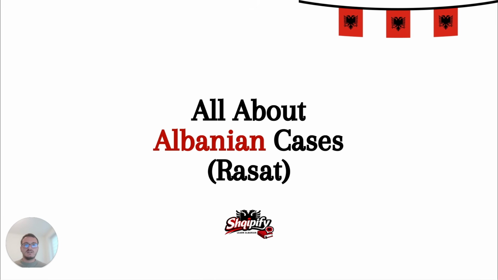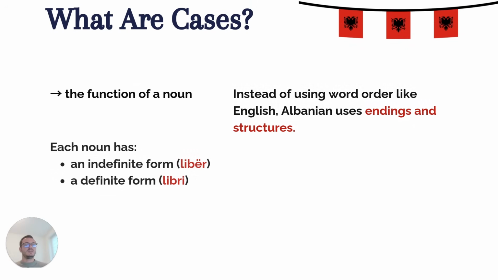We will follow the standard order used in Albanian schools, which is rasa emërore, nominative, gjinore, genitive, dhanore, dative, kallëzore, accusative, and in the end, rrjedhore, ablative. But first, let's start with this question.